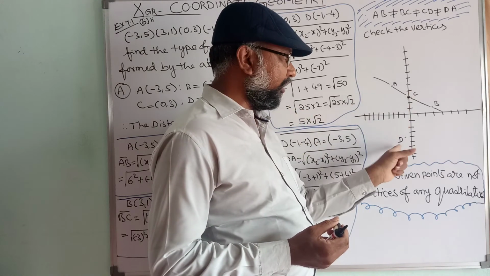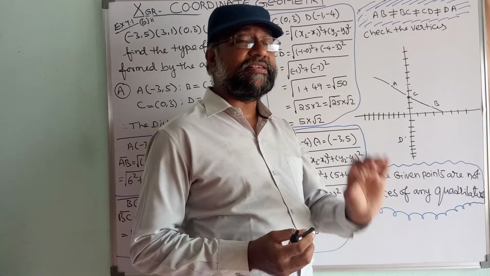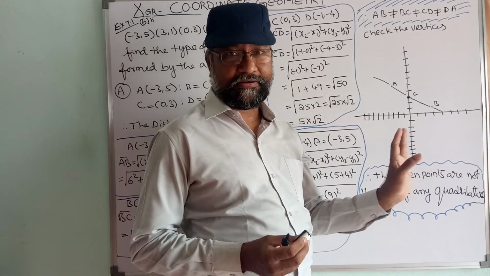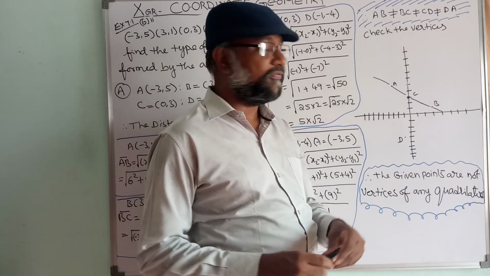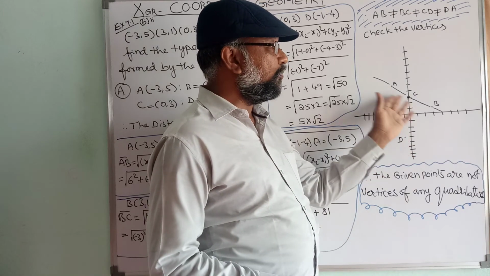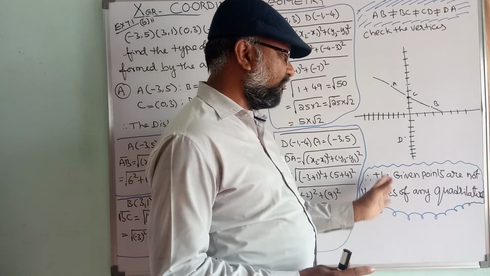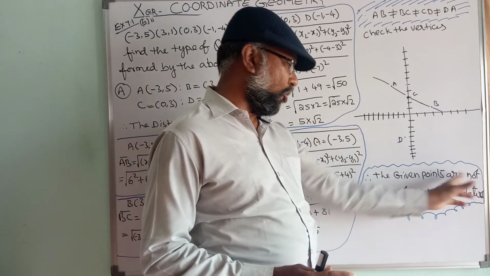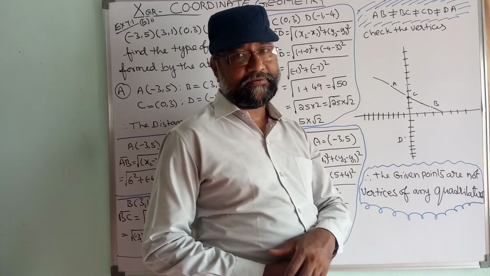So only 1 point is left over, and we can conclude that this is not a quadrilateral at all. There is no way to say the type of quadrilateral. 3 points are collinear and 1 point is separate. Therefore, the given points are not vertices of any quadrilateral. That's all.